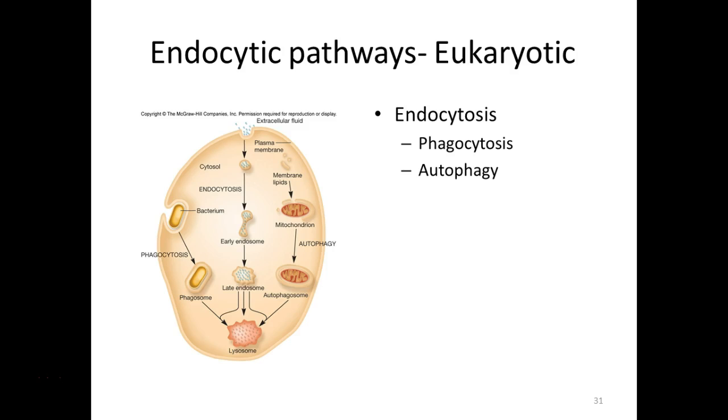So this is just a bigger picture, which I probably should have switched to earlier. But hopefully you guys saw it, right? So phagocytosis is where we're engulfing things like bacteria, right? Endocytosis, we're just taking large molecules in. Autophagy is where we're actually engulfing stuff that's already within the cell into a phagosome to be digested by a lysosome.